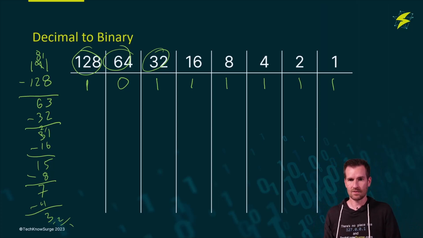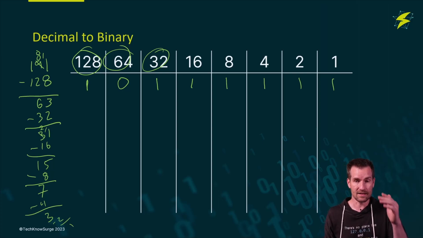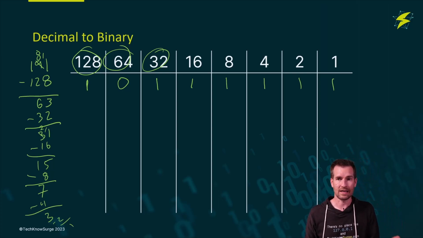And so there you have it. It's pretty easy actually to do this. It just takes a little more work than the addition that we did when we're converting it the other way.